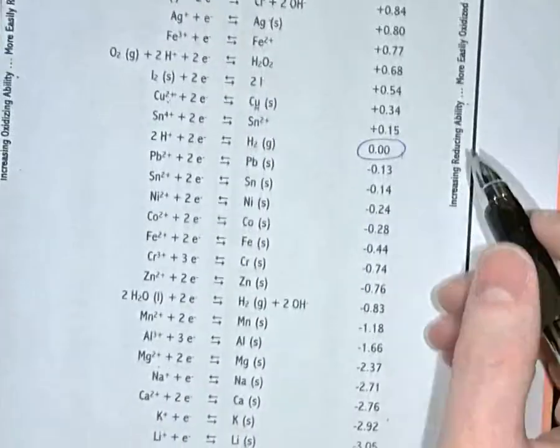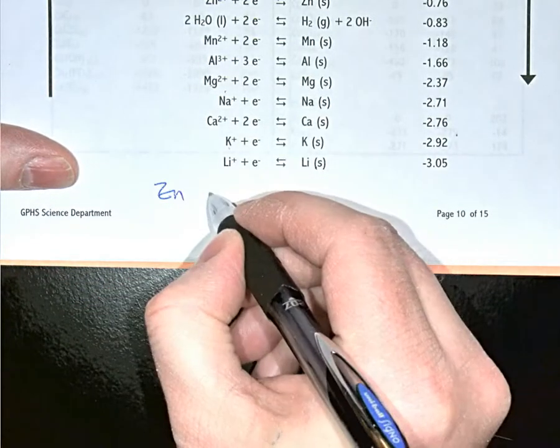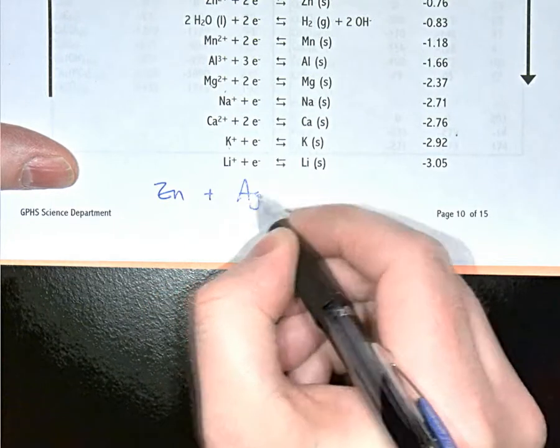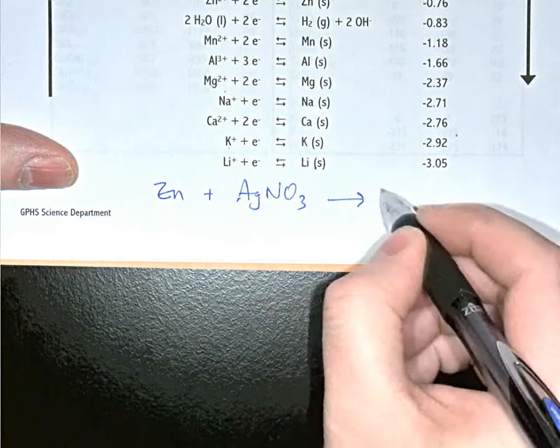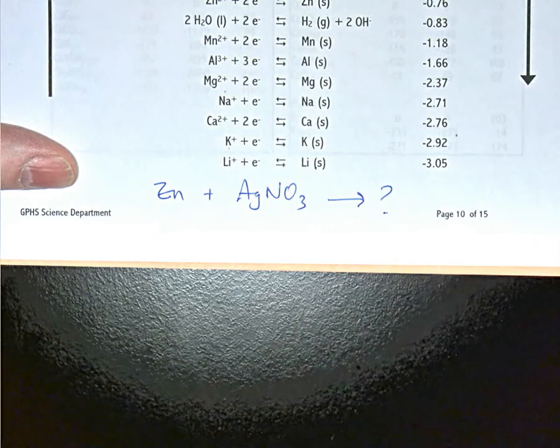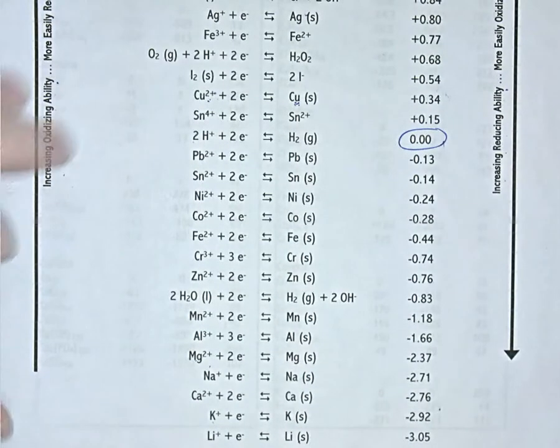For example, you might ask, suppose you were to take a piece of zinc metal and dip it into a solution of silver nitrate. You want to know, will this reaction occur? Is this going to be a spontaneous reaction? Well, to figure that out, let's backtrack for a minute.